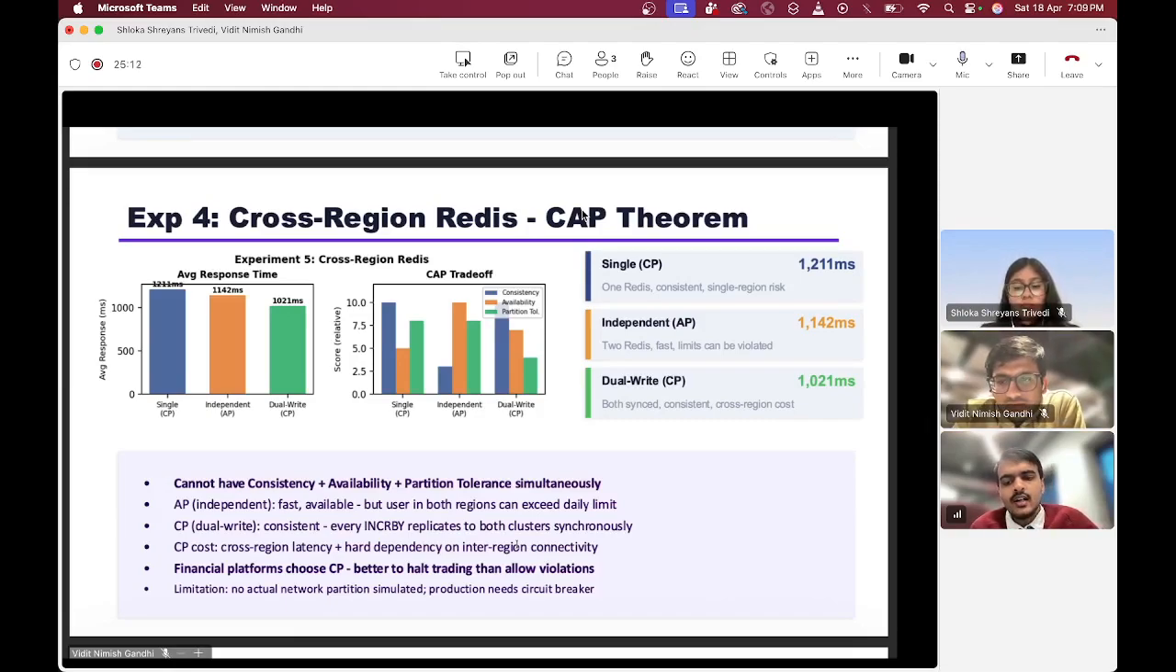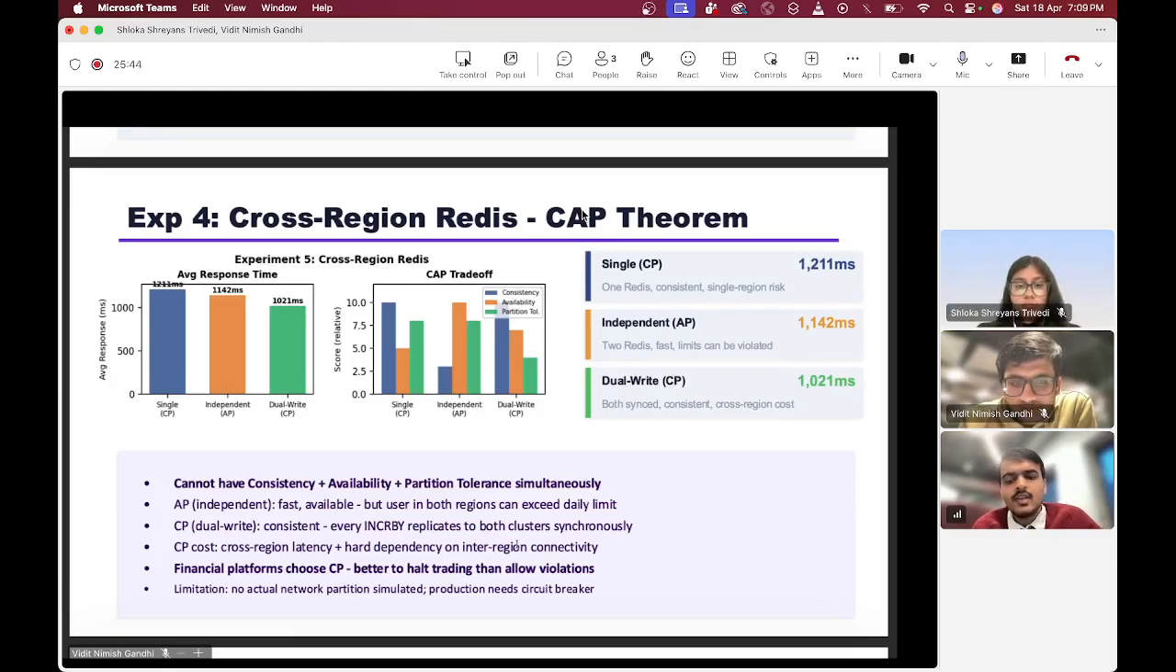Another test was independent mode, where each region has its own Redis and writes only locally. Both regions are fast and available, with around 1000 milliseconds, but a user trading in both regions simultaneously can exceed the daily limit because neither Redis sees the other's writes. So this is the availability and partition tolerance choice.